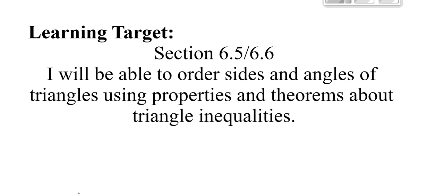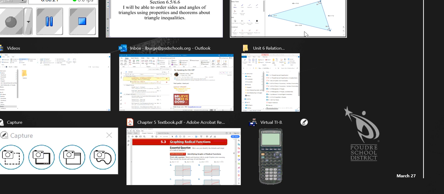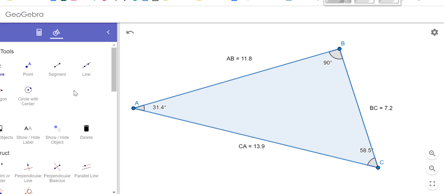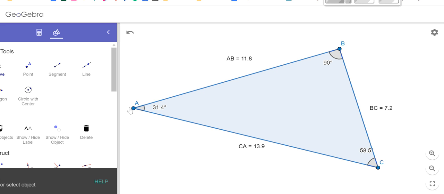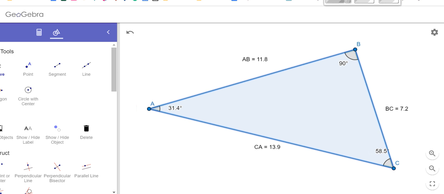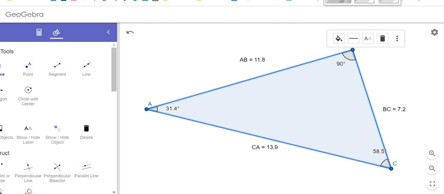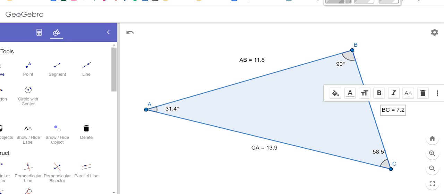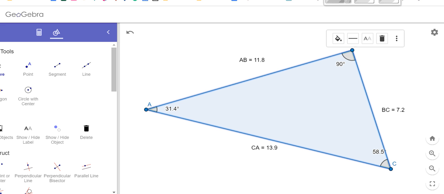So yesterday I had you do an investigation on looking at measures of sides of triangles and their angles, and fill out that Google form. What I wanted you to see is that as you look at your smallest angle, for this triangle 31.4 is my smallest angle. The side that is opposite of that angle is also going to be our smallest side. BC is the smallest side, and it's opposite of our smallest angle.